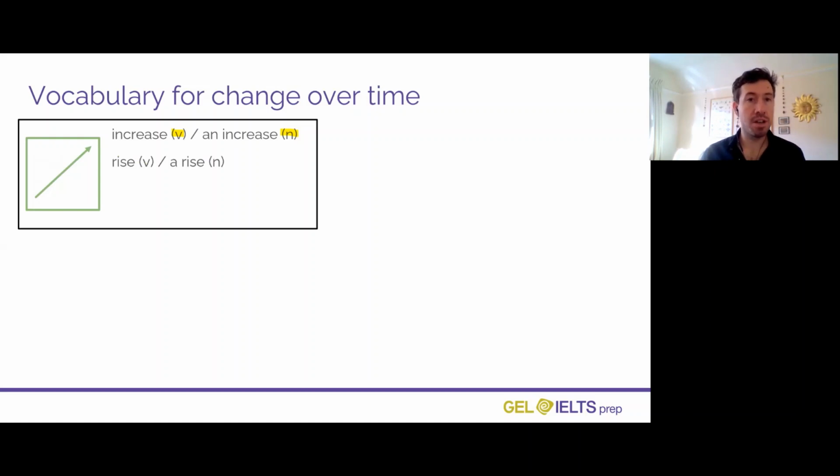Other ones: rise is a verb and a rise would be a noun. This means the same as go up. You could say grow, and a growth is the noun. Again, it just means go up. And rocket is the verb. Rocket is a little bit different in that it means go up very quickly.